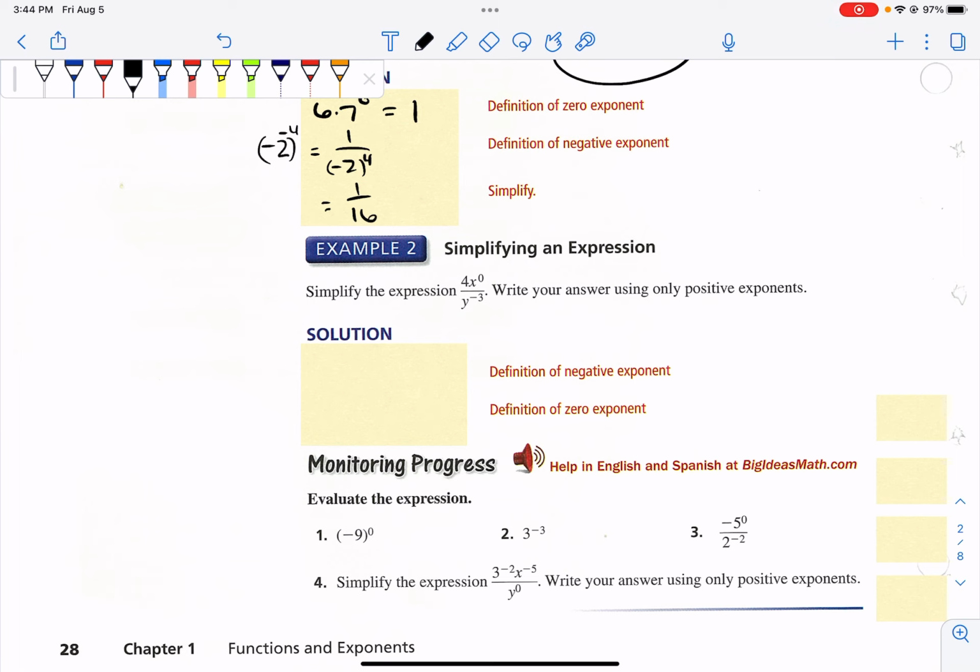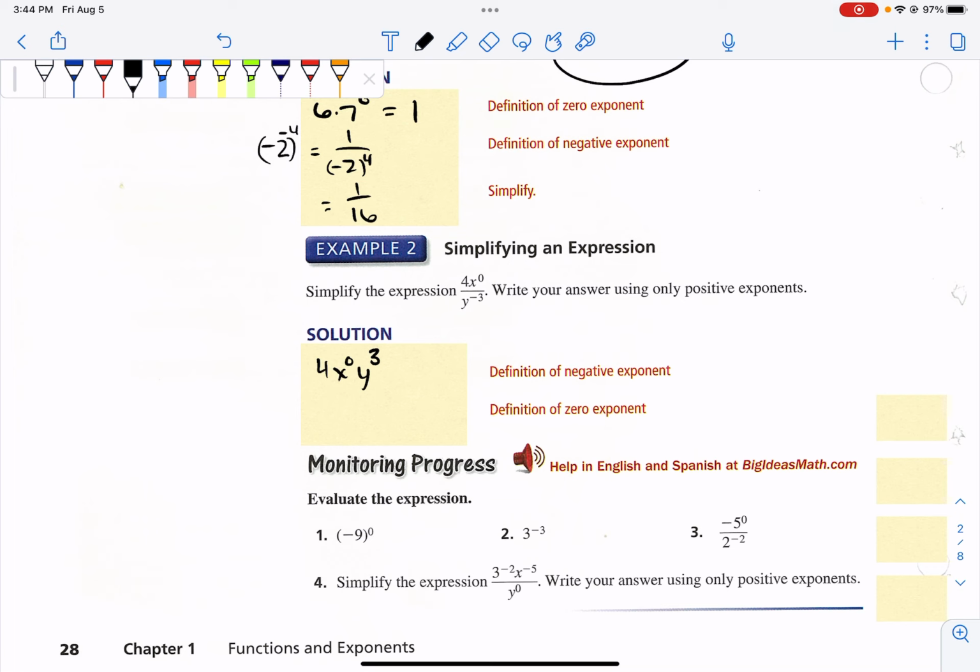So we're going to move that y to the negative 3 to the top, and we're going to put it with the 4 and the x to the 0, and that y to the negative 3 now becomes y to the third. And there's nothing left on the bottom of the fraction, so I don't need to put anything there. There is no more bottom of the fraction. Well, technically there's a 1, but we don't have to write that because we would have to write that for every number.